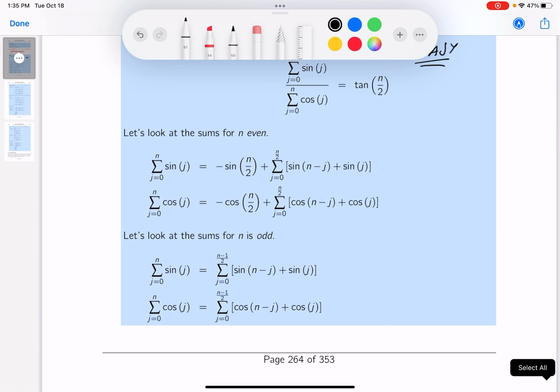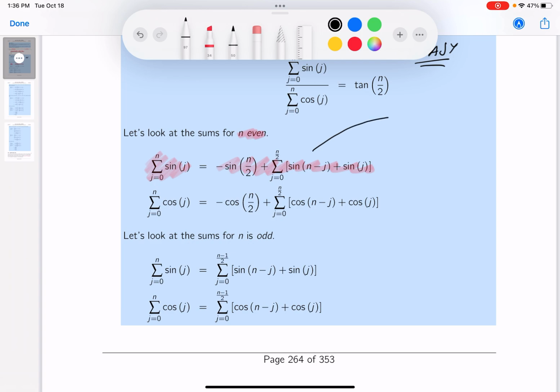All right? So I divided into two cases. The first case I divided into is n even. And I wrote this sum over here as this. Now, what I want to do, I just want to verify it's true, all right? So let's just verify it's true. How are we going to do that?